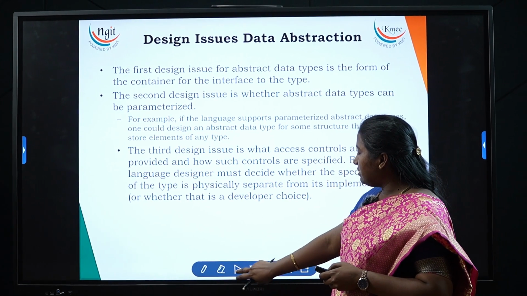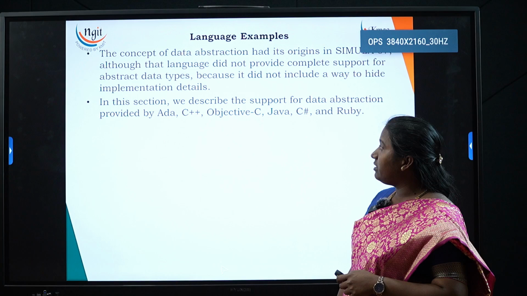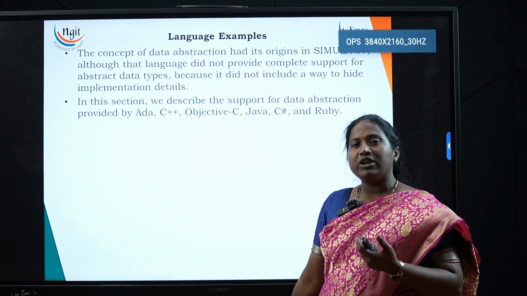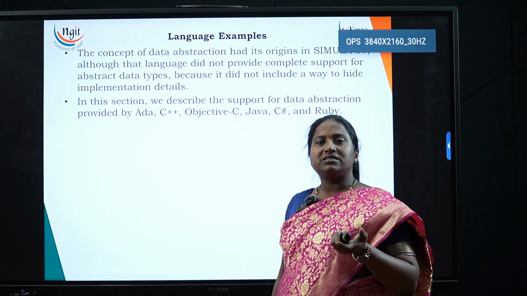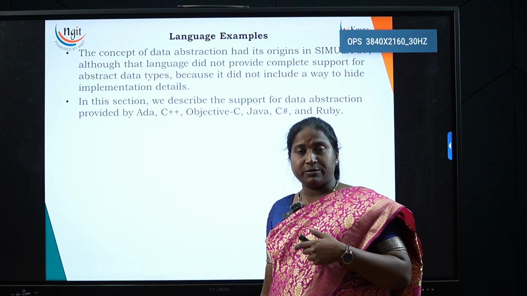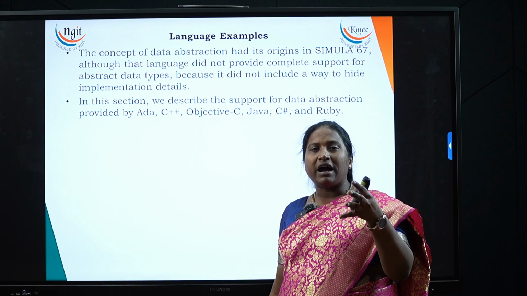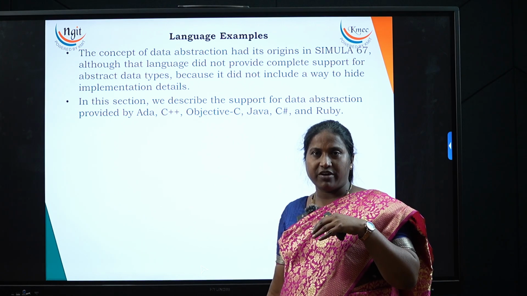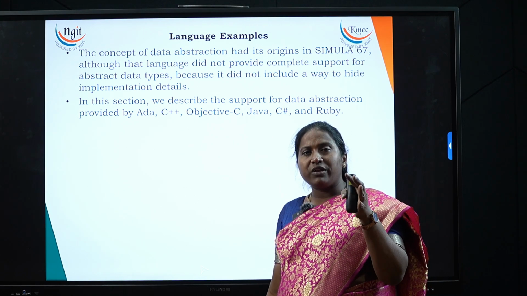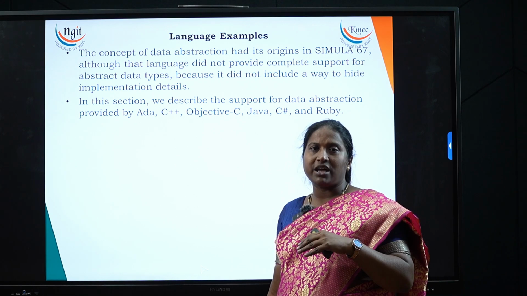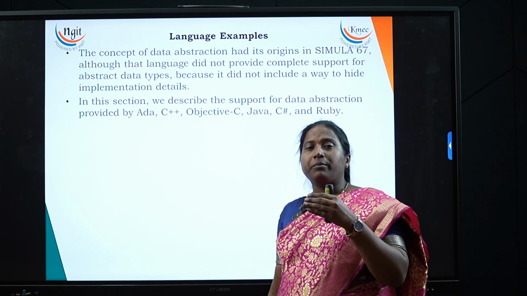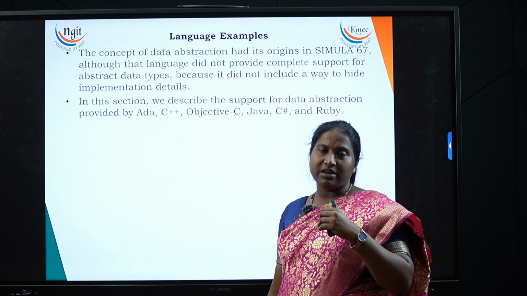Now we'll see about the languages which will support data abstraction. We know that C doesn't have data abstraction types. The reason is that we cannot hide the data with an access specifier. Structures are the best example of data abstraction as far as the C programming language is concerned.